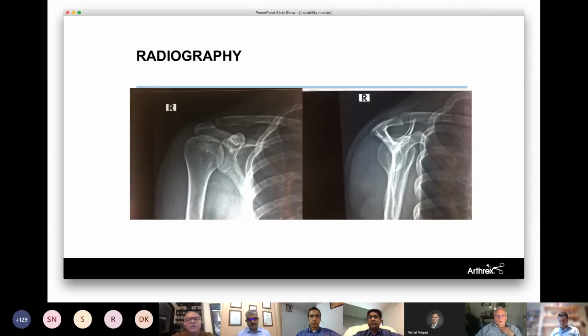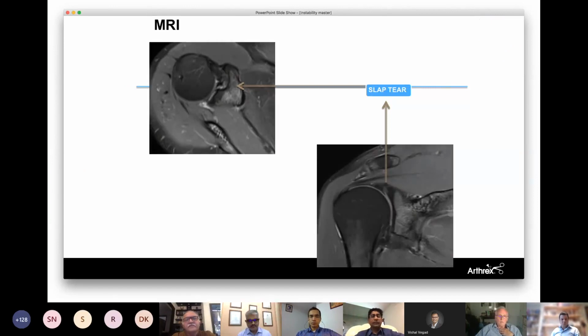X-rays are found to be normal. The MRI showed, of course, we know that MR arthrogram is the gold standard for diagnosing a SLAP tear, but we don't routinely do an MR arthrogram. This patient came with an MRI suspecting a SLAP tear, with both coronal and axial views showing a suspected SLAP tear. Other views showing the labral tear are found to be normal, so I didn't put those sections in.